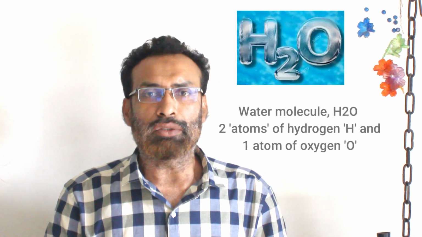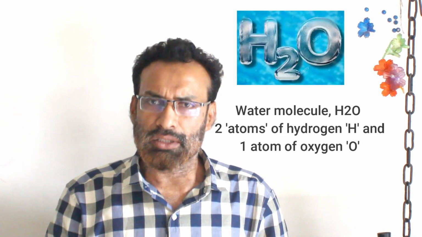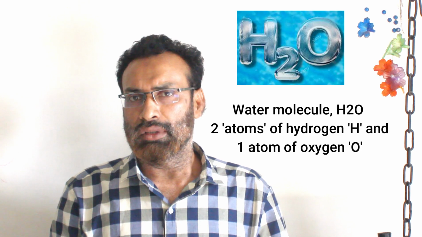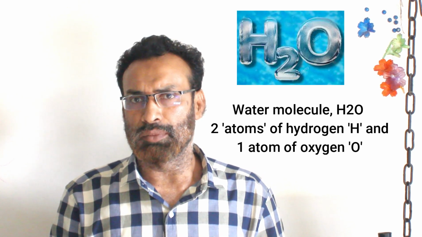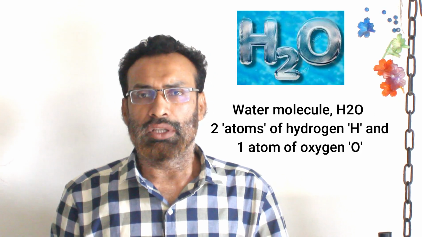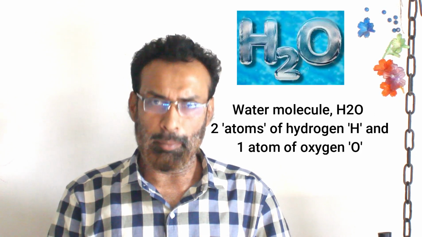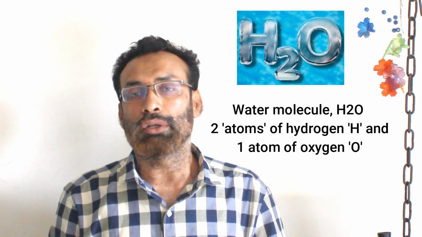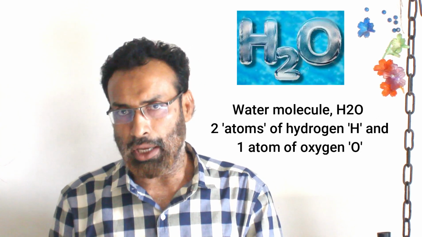So I'm giving an example. Suppose water, H2O. We write water is a molecule because this water consists of 3 atoms, 2 hydrogen atoms and 1 oxygen atom. These 3 atoms are held together, they are bonded by covalent bonds. So this is a molecule.